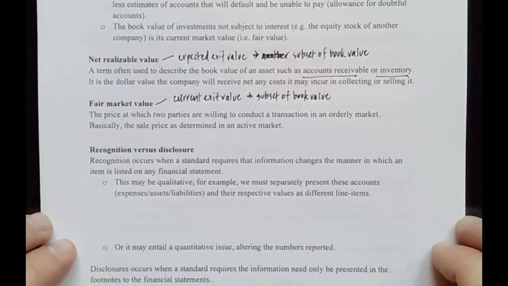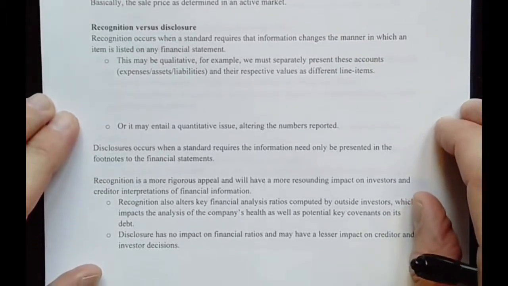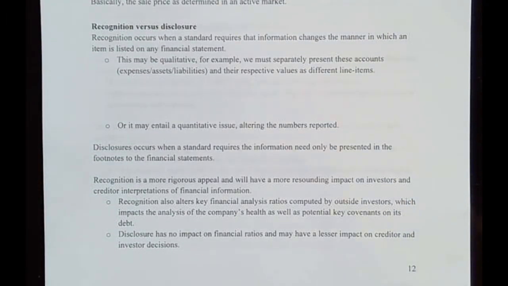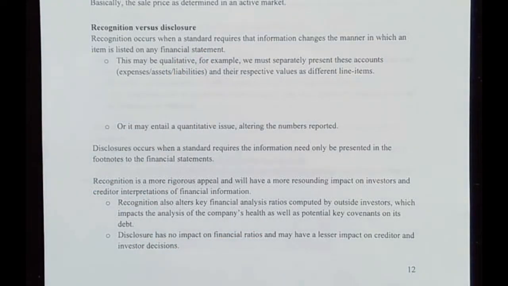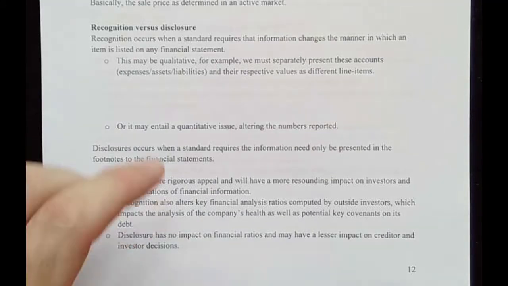A little bit larger of a term that is bandied about a bit in the accounting financial reporting world is recognition versus disclosure. You've got to understand what the distinction is because they're not interchangeable. Some people, when they're playing fast and loose with their language, might interchange them, but we need to be careful and say the appropriate word at the appropriate time because they really mean, in a strict sense, two different things. Recognition occurs when an accounting standard requires that information changes the manner in which it is listed on any financial statement.